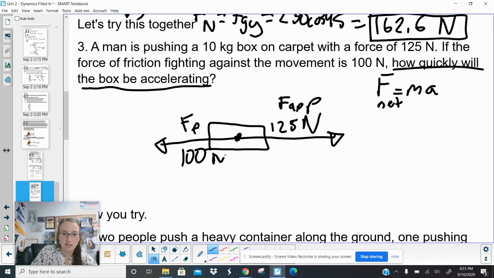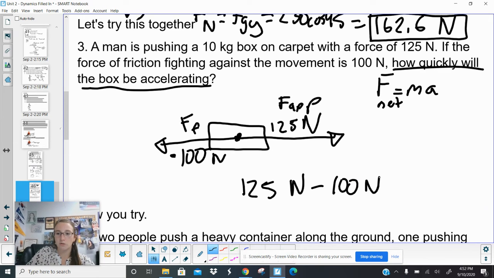Keep in mind, this 100 is in an opposite direction from the 125. We'll call it negative. One is positive, one is negative. What's the net force here? 25 newtons. We need to add these forces together. And I'm adding a negative 100 newtons, so really I'm subtracting. This is my net force, 25 newtons.